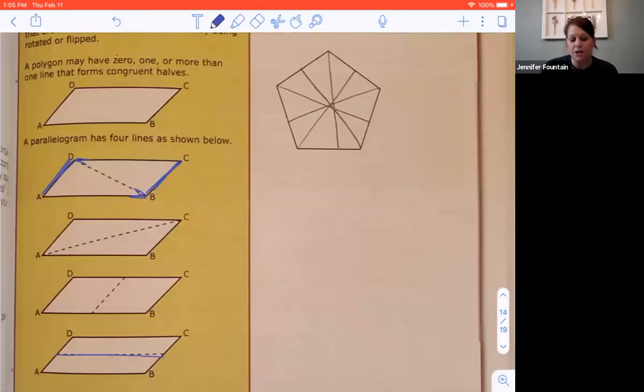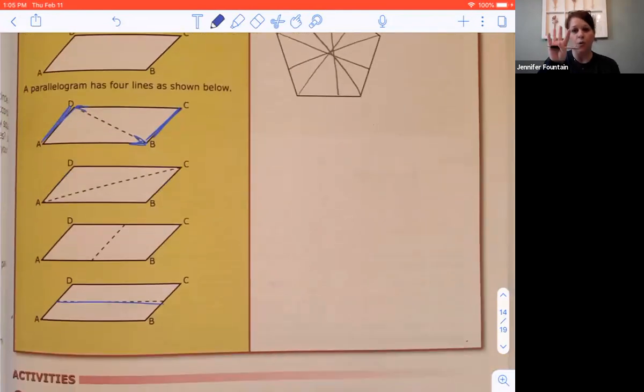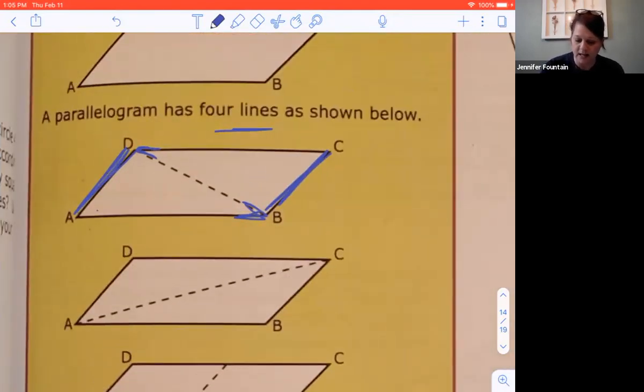But one of the things to notice is that a parallelogram has 4 corners. It has 4 vertices, and it has 4 lines of symmetry. Okay, so if I were to do it all on the same figure, then it would go through here, and then through here, and then through here. So I can actually see where I'd have 4 lines of symmetry.